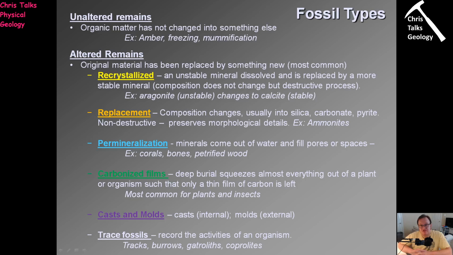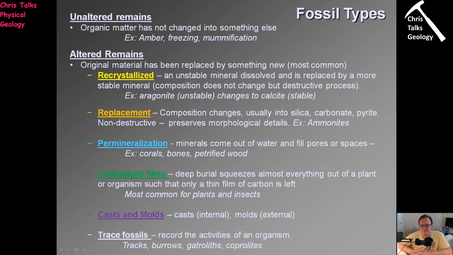Now you've lost the soft part of the body, but you do have the hard part of the body, and it's not been altered in any way. So unaltered remains include preservation by amber, freezing, mummification, or tar, because you get the original unaltered body. In terms of altered fossils, there are several different types. The first type is recrystallized, then we have replacement, then permineralization, carbonization, then casts and molds and trace fossils. We already touched on casts and molds and trace fossils, so we're not going to focus too much on those.